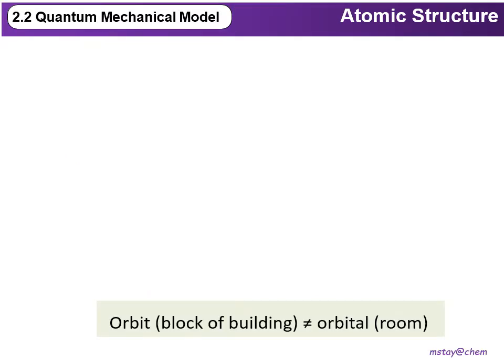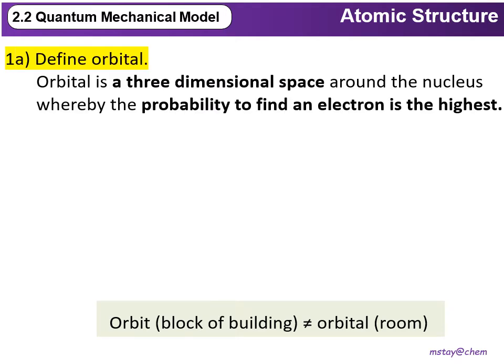The first tutorial question that we are going to discuss is, first, define the orbital. An orbital is a three-dimensional space around the nucleus whereby the probability to find an electron is the highest. Probability in Bahasa we say is kemungkinan. It means that the chances for you to look for the electron is the highest.